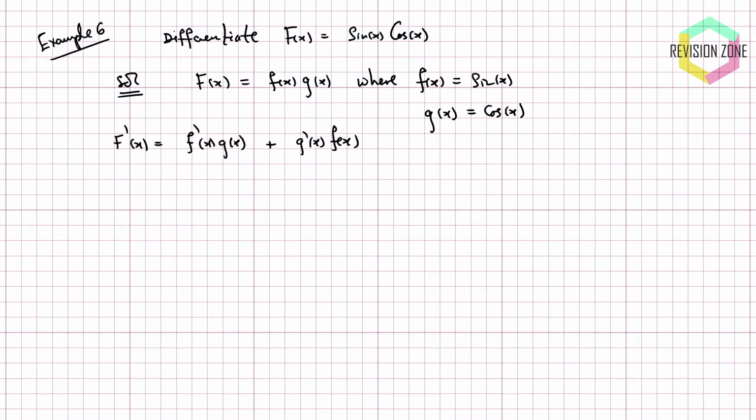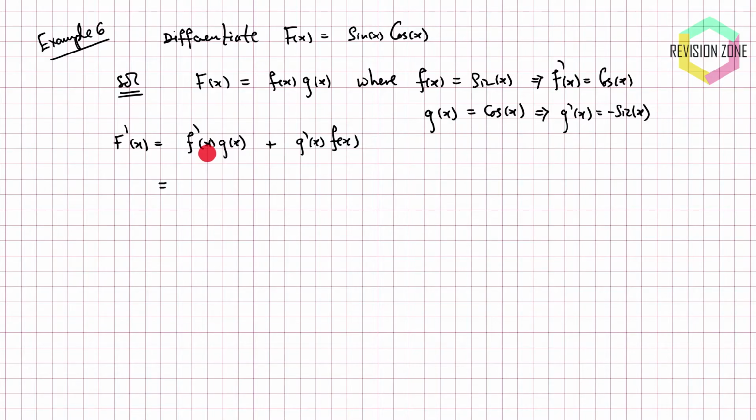So since f of x is sine x, I know my f prime is the derivative of sine, which is cosine. We've already seen this before in one of the videos. And my g is cosine, so my derivative of g is going to be minus sine, because the derivative of cosine is minus sine. Okay, so now that we have that, I'm just going to substitute things into the formula. So let me do that directly.